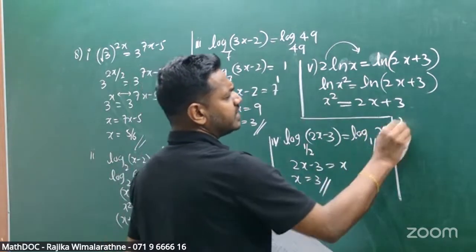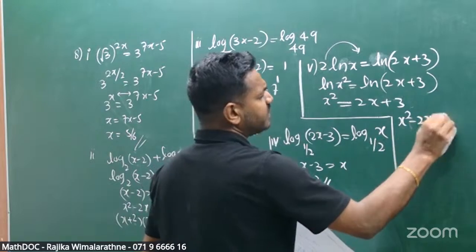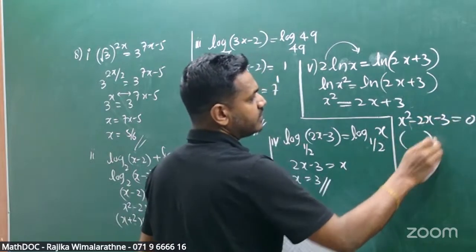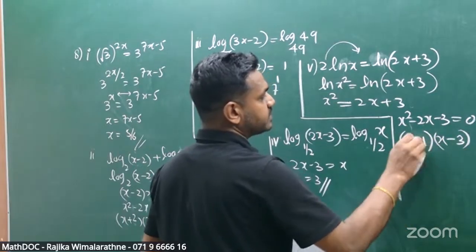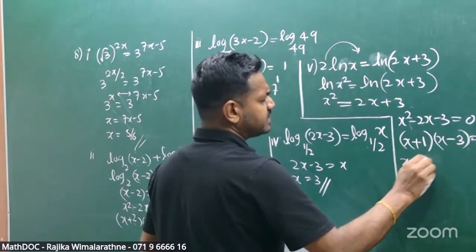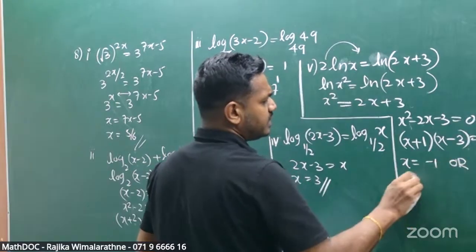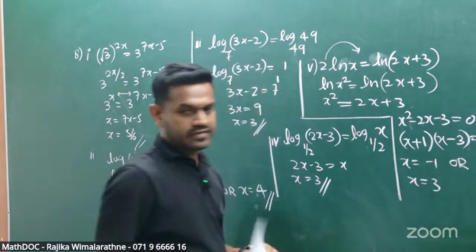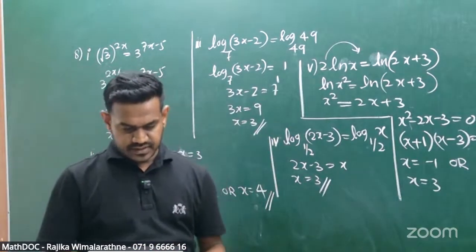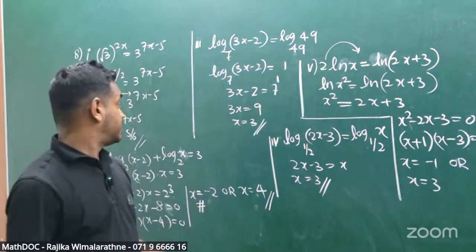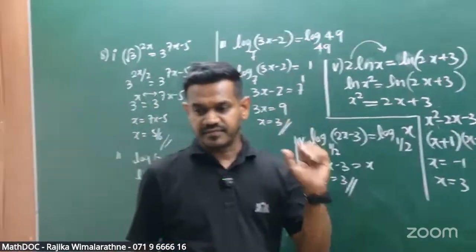Then get everything on one side: x squared minus 2x minus 3 equals 0. Then factorize: (x minus 3)(x plus 1) equals 0. So x equals minus 1 or x equals 3. So that is question number 8. Okay, complete it.